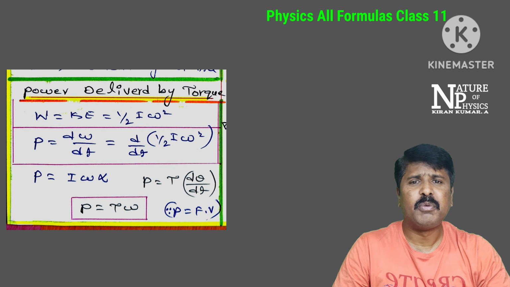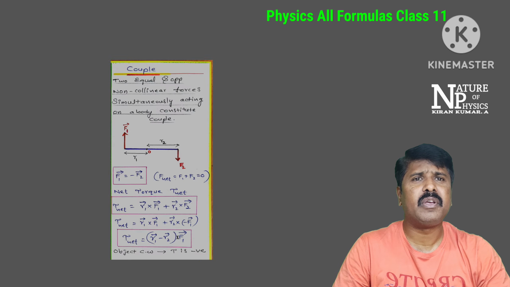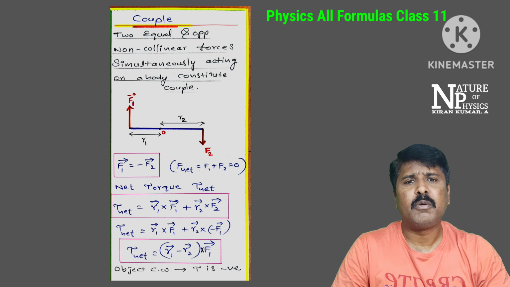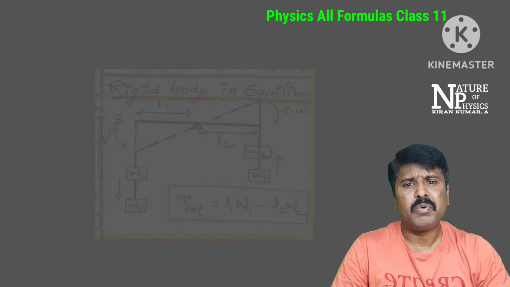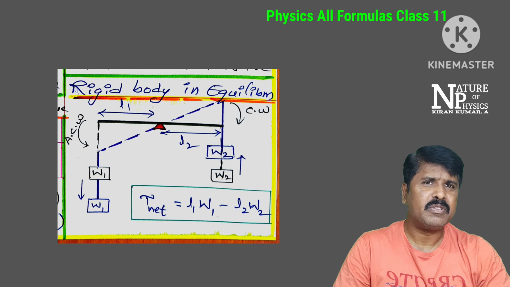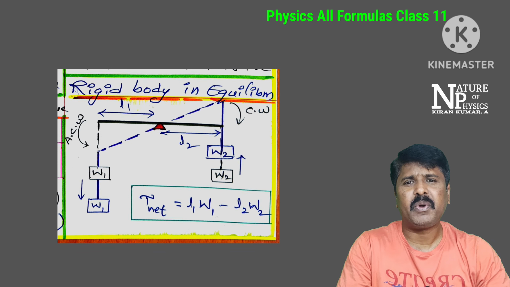L is the angular momentum, and power relations also clearly given. Power is equal to tau omega given. Omega is the angular velocity, and couple acting on the system also clearly given, and balancing equations also clearly given, and rigid body in the equilibrium also given, student, a rigid body.